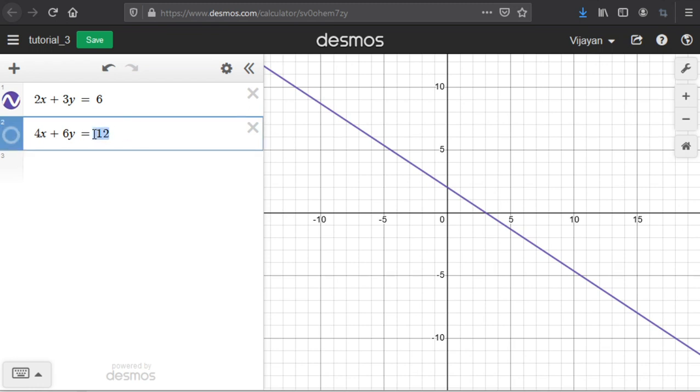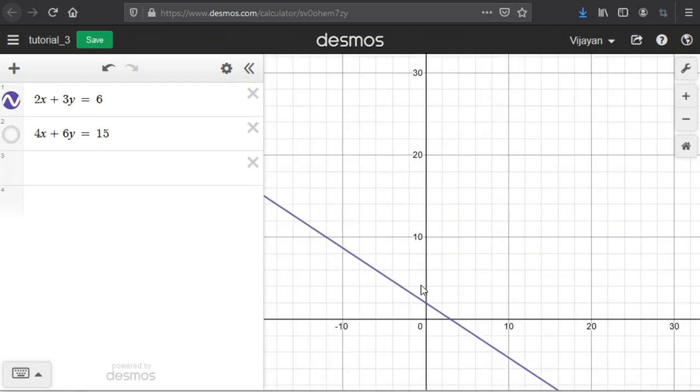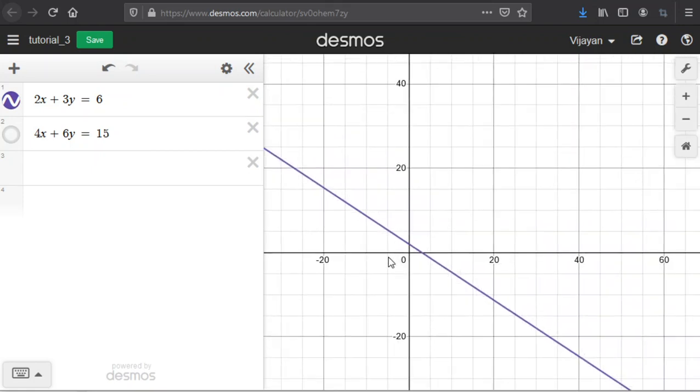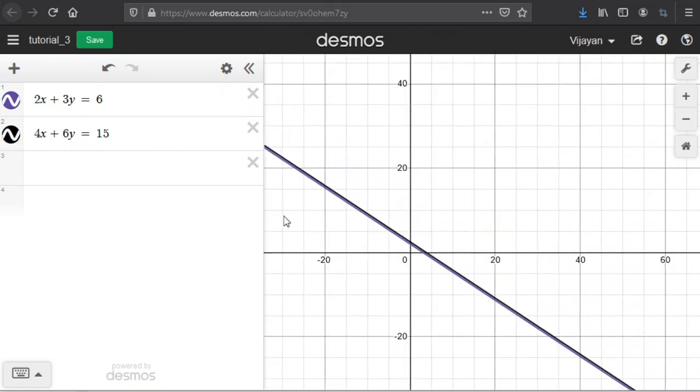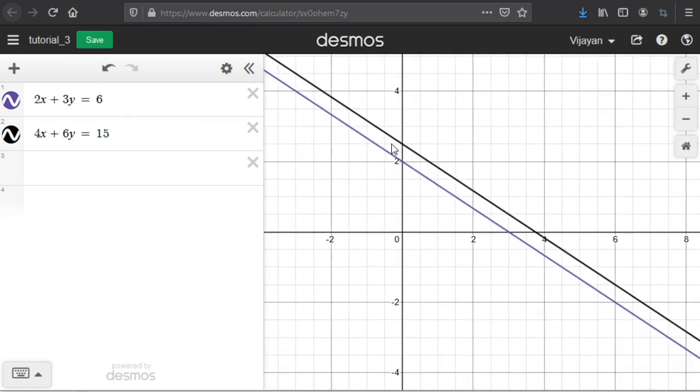Suppose we take another example. Instead of 12, I am writing 15, and I plot it. Now see what is happening. These two simultaneous equations, when plotted, are parallel to each other. That means they are never intersecting. That means this set of simultaneous linear equations will have zero solution, or no solution.